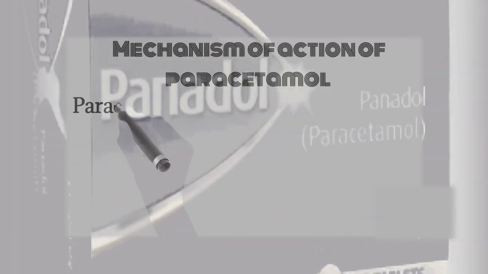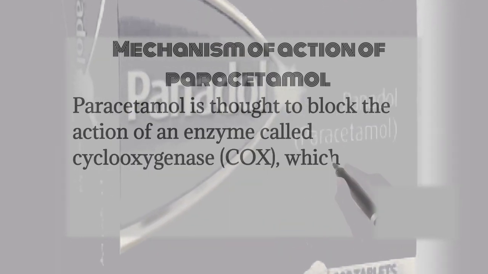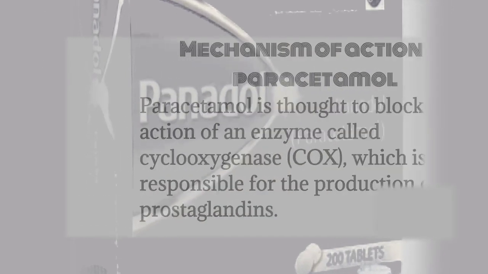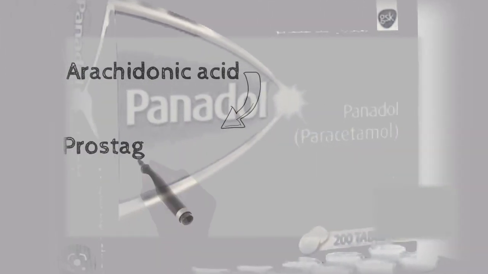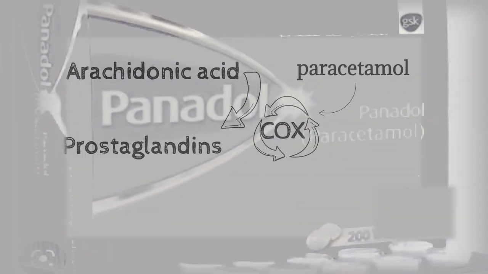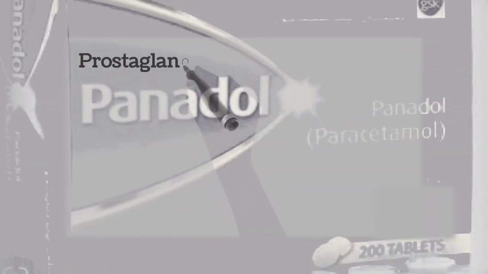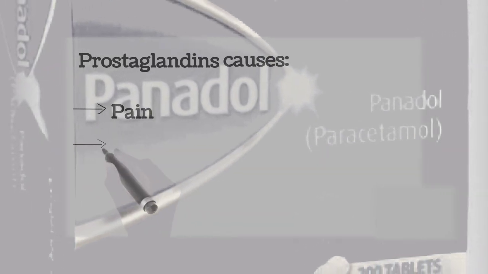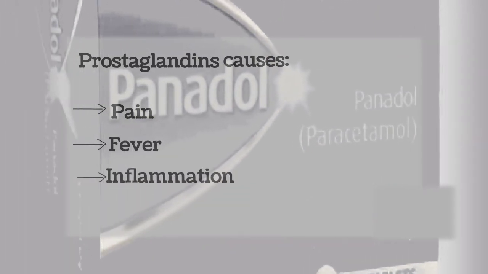Mechanism of action. Paracetamol is thought to block the action of an enzyme called cyclooxygenase (COX), which is responsible for the production of prostaglandins. Prostaglandins are chemicals in the body that cause pain, inflammation, and fever.